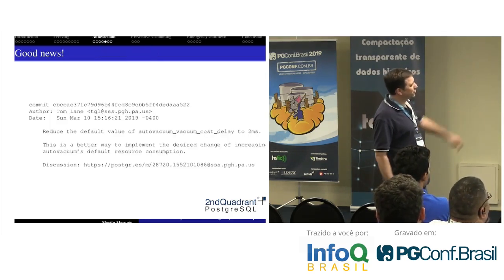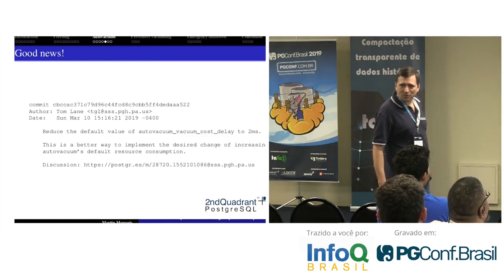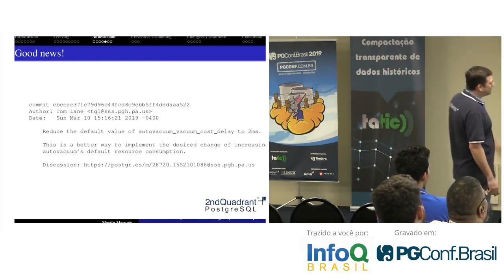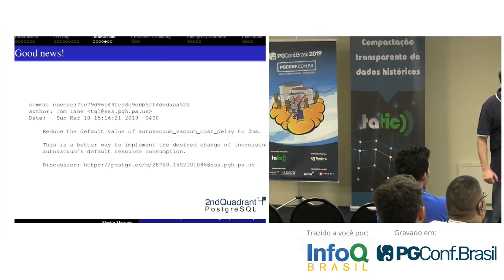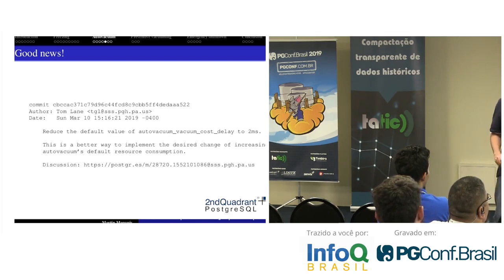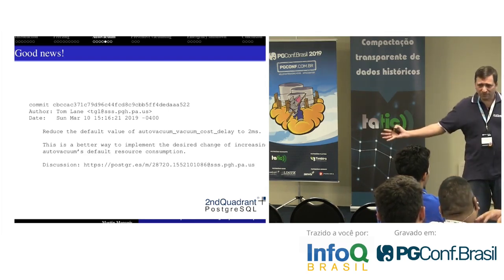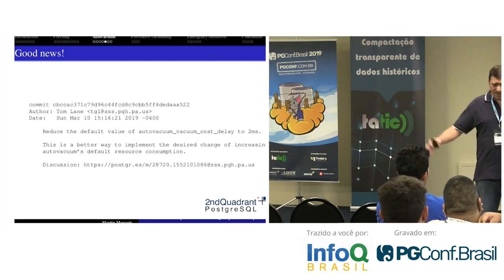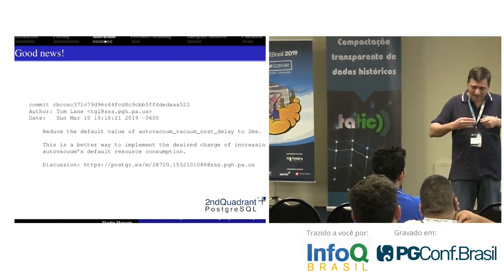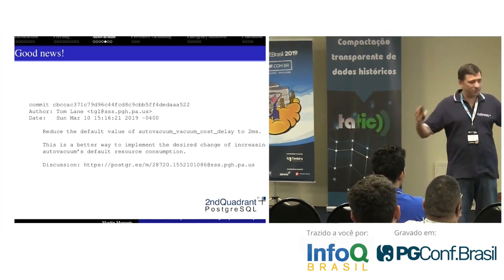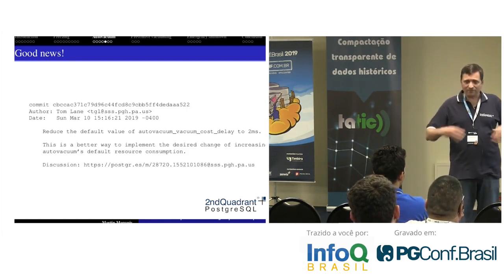So these are the 2 commits that we have in Postgres 12. This one is going to change the value of vacuum cost delay. There are 2 parameters which are very important. One is cost delay, and the other is cost limit. Cost limit is the limit of the cumulative cost that vacuum has.